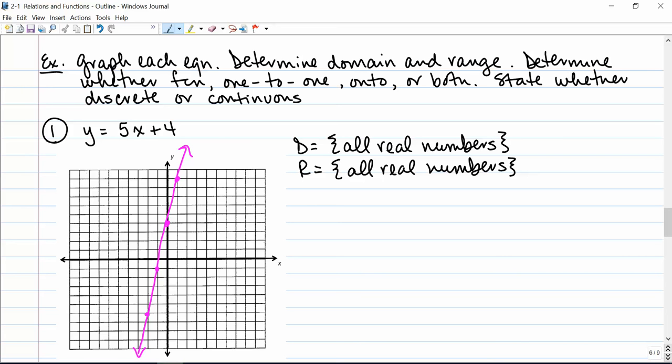And this is a function because it would pass the vertical line test. And it is actually both one-to-one and onto, because each x is paired with exactly one y. And because this is not a set of dots, it's actually a continuous function.